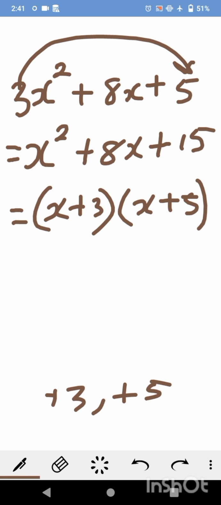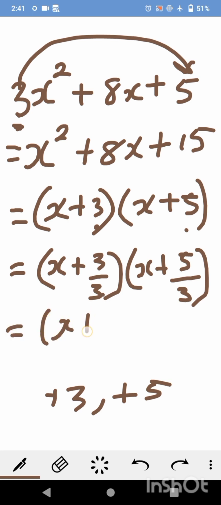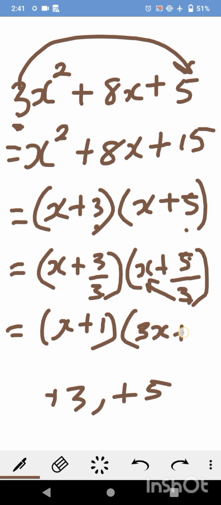What's the next thing to do? Next thing to do is to use the a, which is this 3, to divide these factors. So we have x plus 3 divided by 3 all over x plus 5 divided by 3. Now 3 divided by 3 will give you x plus 1. Then this 3 cannot divide 5, so we use the 3 to multiply the x. So we now have 3x plus 5. Alright, so that's the factorized form. Let's look at another example.